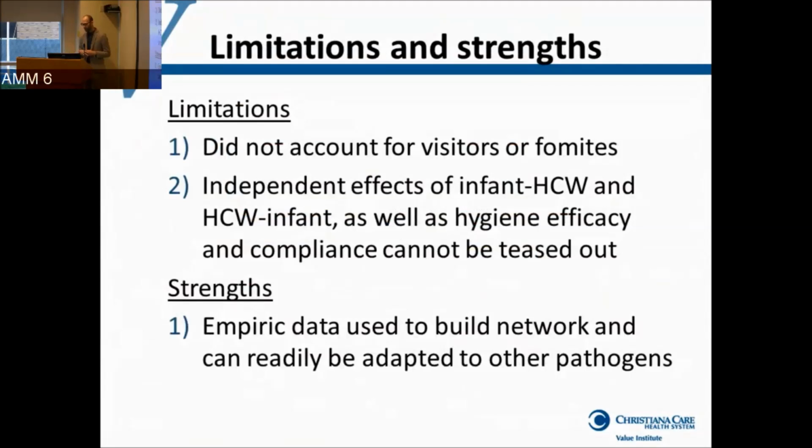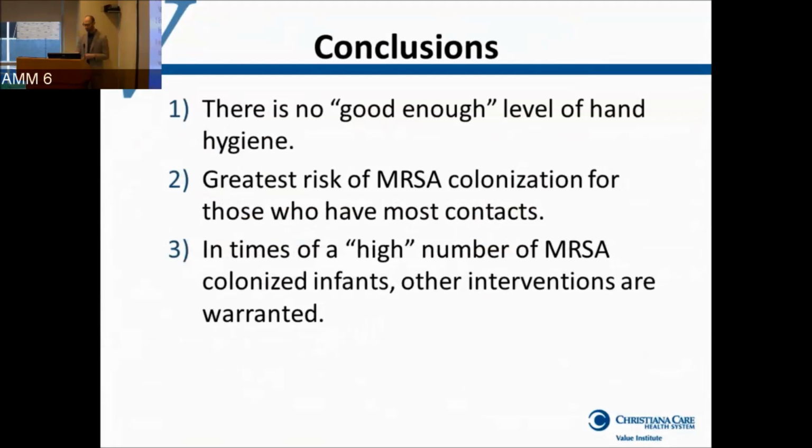For example, the way the model is constructed is I look at infant-to-infant connections through the healthcare worker. But I can't break down the individual, like, is it from the infant to the healthcare worker that's the problem? Is it from the healthcare worker back to the infant that's the problem? As well, I can't talk about what the difference between efficacy and compliance in terms of hand hygiene is. On the other hand, a nice strength of this work is this is all, again, based on real data in our NICU. This is data that I mined from PowerChart. It's all based on actual encounters that happened between the healthcare workers and the babies.